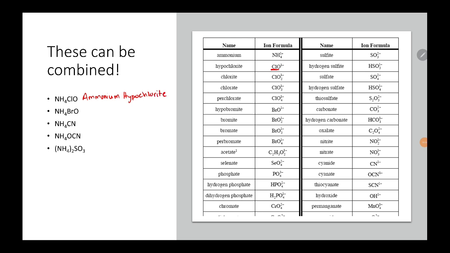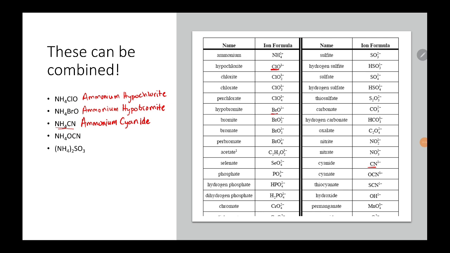Our next example is NH4BrO. BrO is the name of the hypobromite ion. So the name of this compound would be ammonium hypobromite. The next example we see there has the formula NH4CN. CN is the polyatomic ion cyanide. So the name of this compound is ammonium cyanide. And that is the poisonous cyanide.